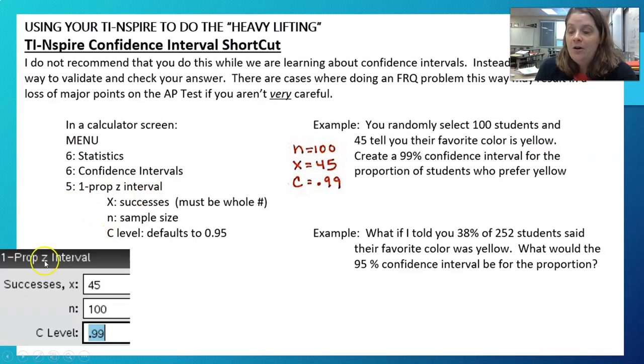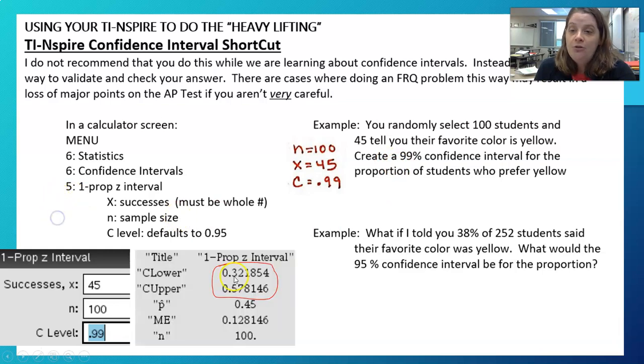Okay. Now, it's going to ask you for x, which is the number of successes, which in this case is 45. The sample size is 100, and then you're going to have to type in the 99%, because it defaults to 0.95. Okay, when you do this in your calculator, you get a little report back, and it's going to say C lower and C upper. And that is going to be what you use for your confidence interval. So that gives me 0.322 up to 0.578.